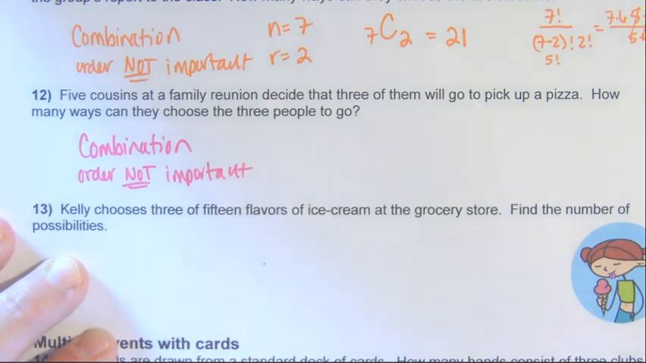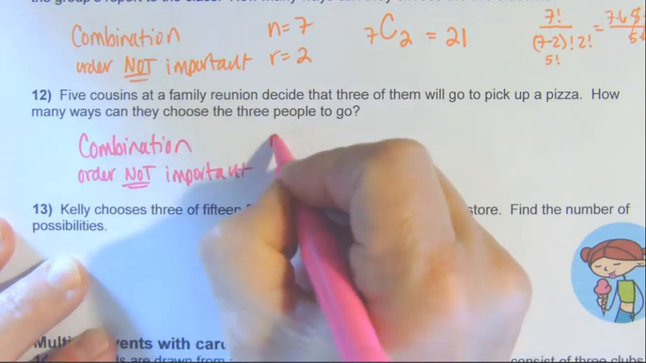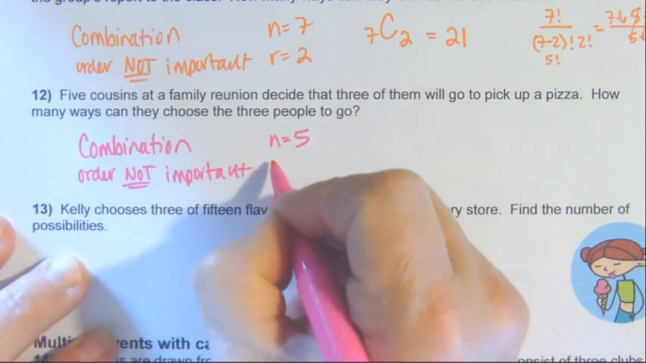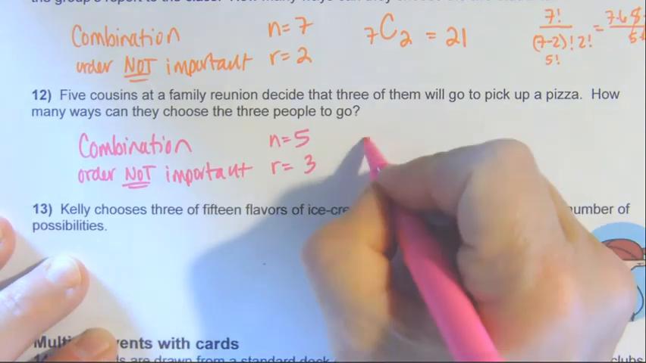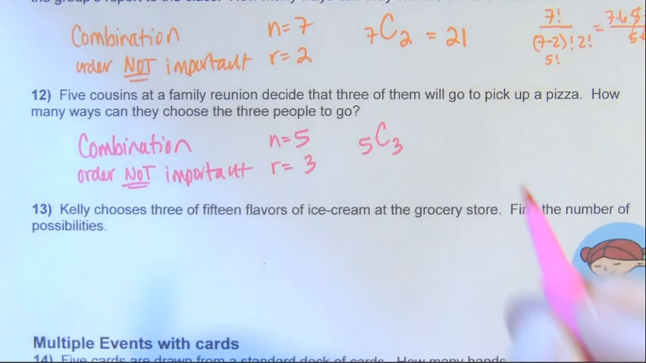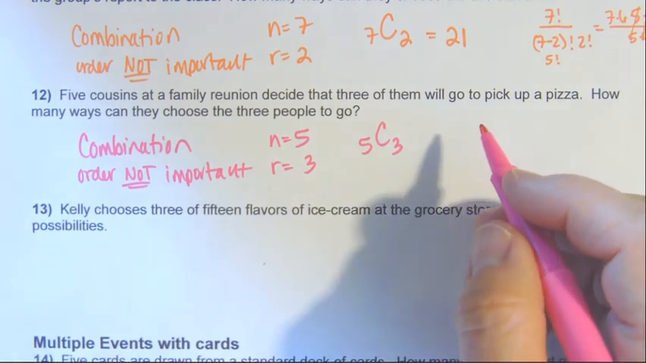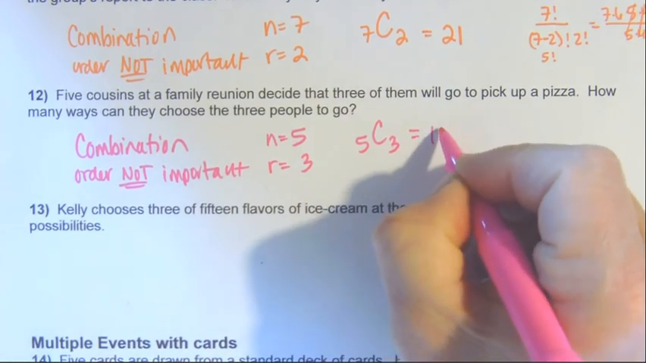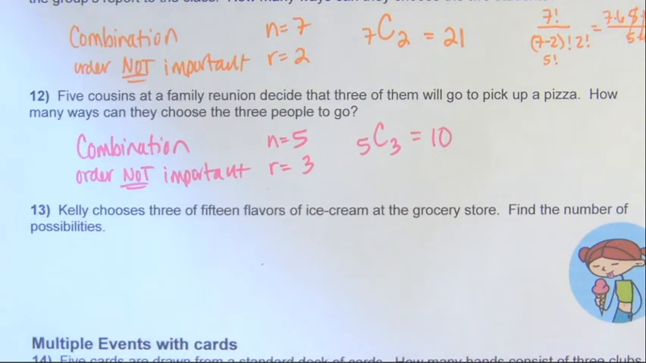Maybe it's important who gets to sit in the front seat, but we're not going to worry about that. So we've got a total of 5 people, and we want 3 to go. So 5C3, type it in the calculator, or the computer if you don't have a calculator, and you get 10.